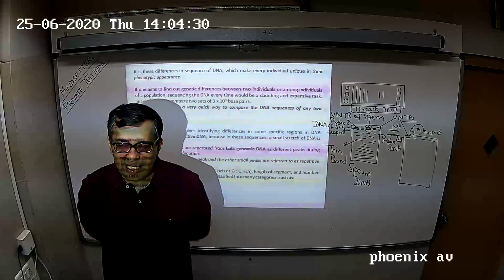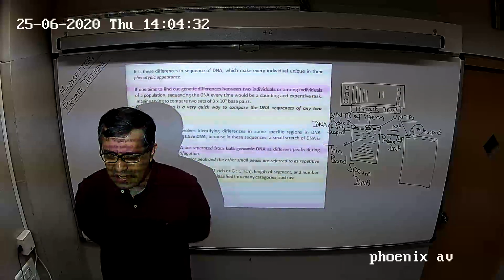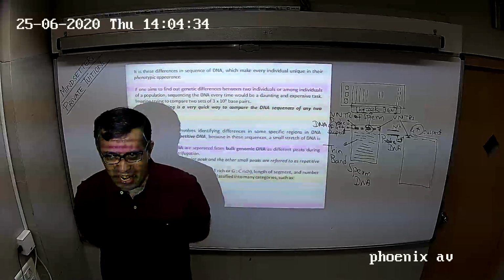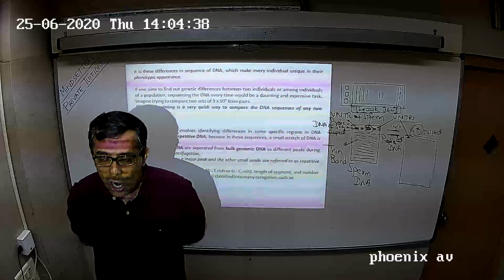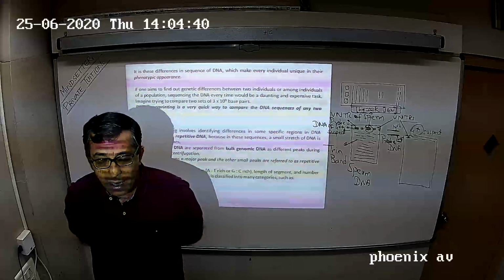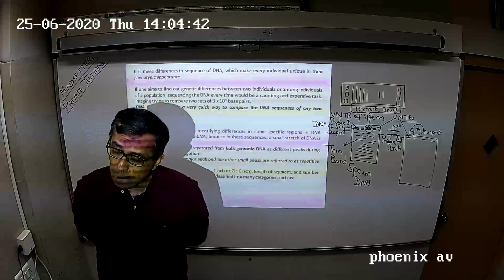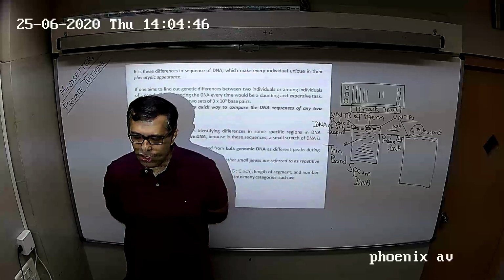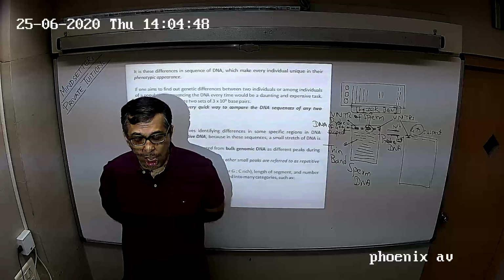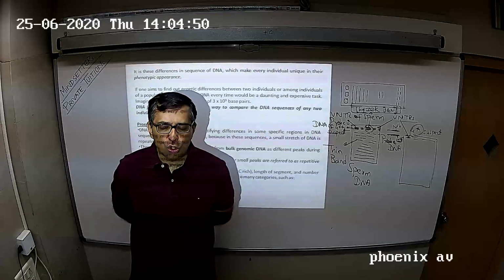तो इस तरह से DNA फिंगरप्रिंटिंग किया जाता है, जिसके अंदर VNTR and satellite DNAs are used for identifying the unknown person, and a beautiful technique called as DNA fingerprinting, which we have just understood. So good. So I hope you have understood this.